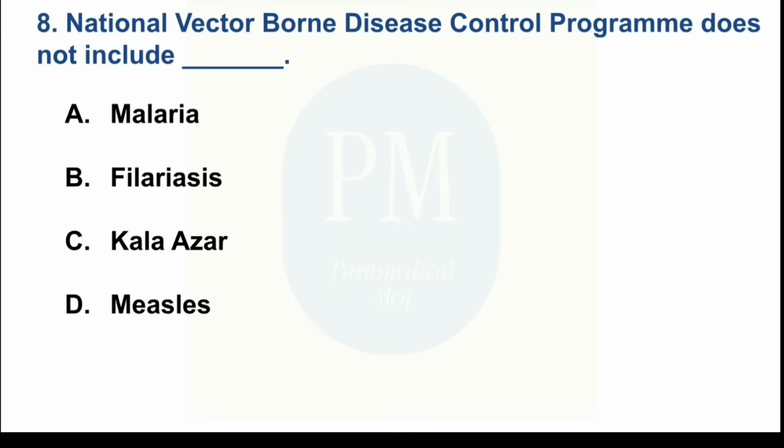National Vector-Borne Disease Control Program does not include dash. Option A, malaria. Option B, filariasis. Option C, Kala-Azar. Option D, measles. The correct option is option D, measles.